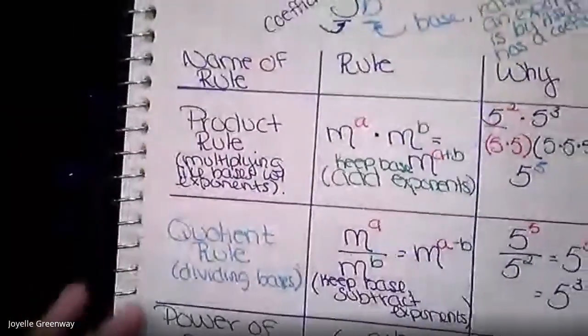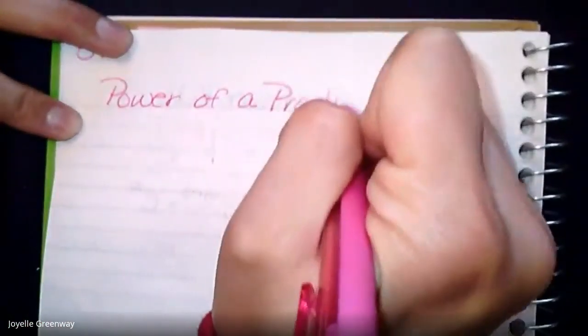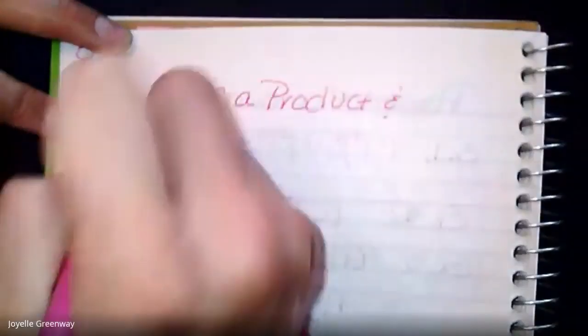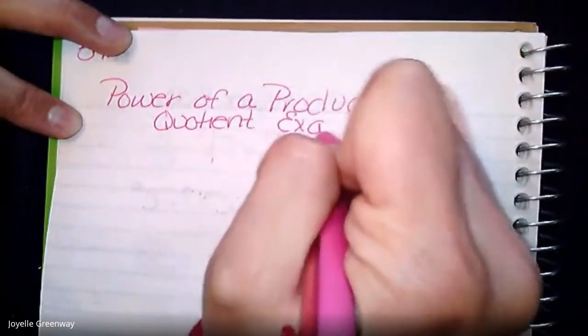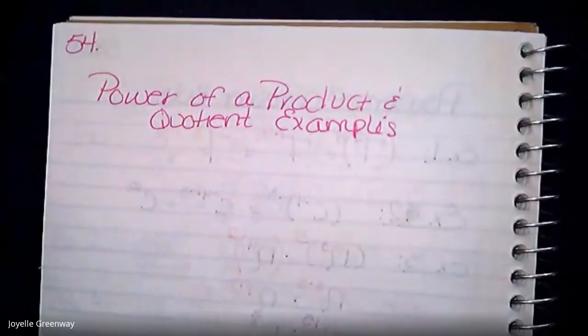So now we're gonna do some examples. So turn to your page 54. And we're gonna do some examples that have a few rules linked together. So this is my page 54. So we have power of a product and quotient examples. Okay?